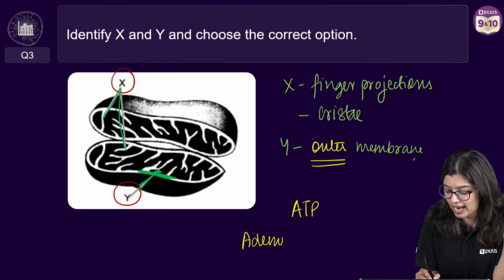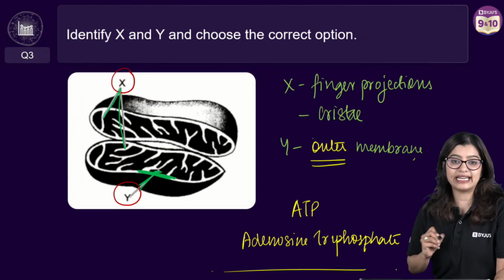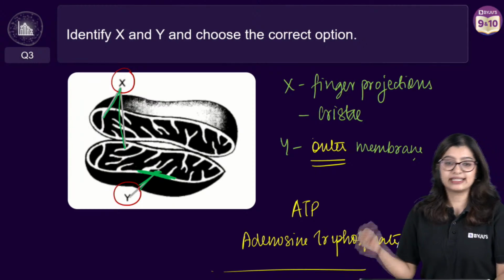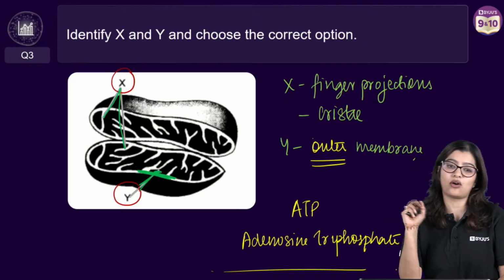So what is ATP? ATP stands for adenosine triphosphate. So this is the answer. Are we clear? For this reason, it is called a semi-autonomous cell organelle.